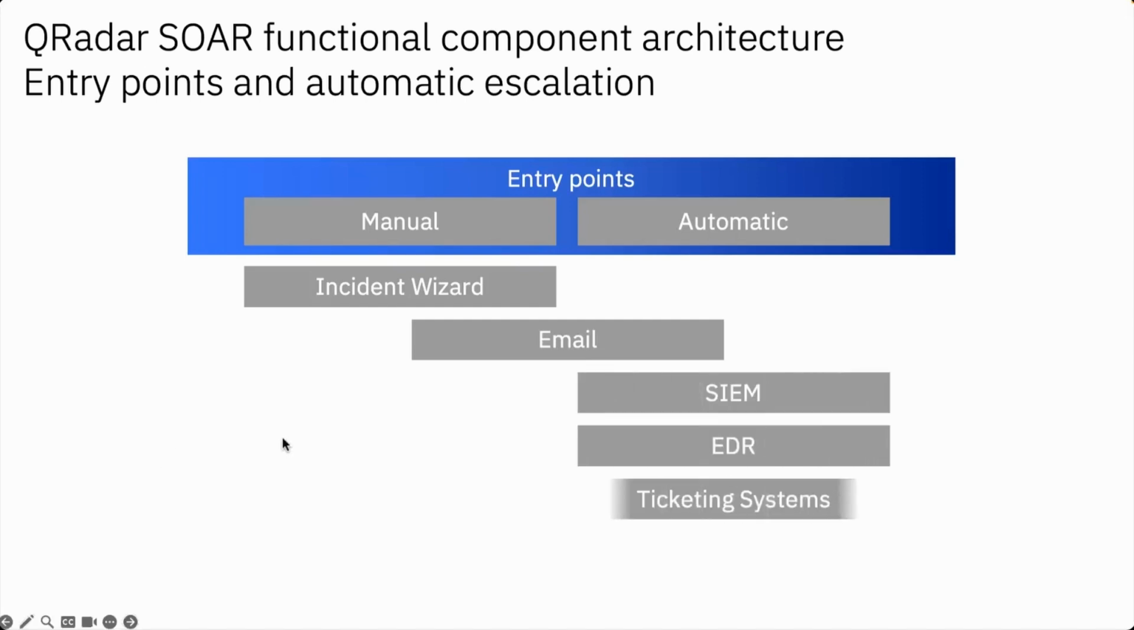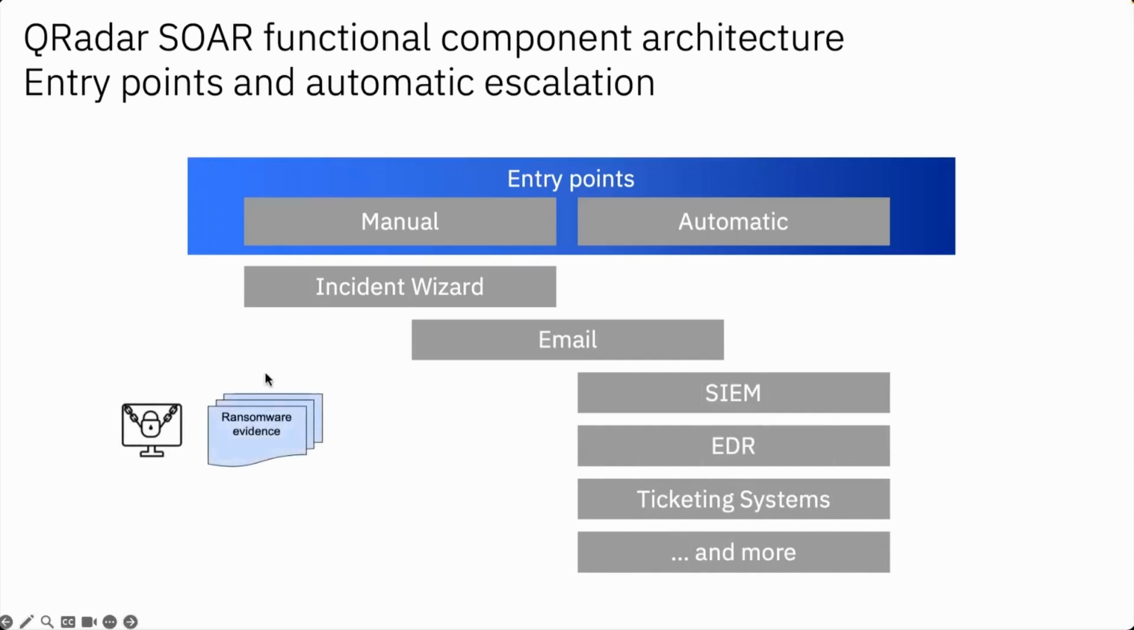Automatic incident creation and enrichment can be achieved using many available SOAR platform extensions available on the IBM Security App Exchange, including SIEM, EDR, ticketing systems, and many more. For example, QRadar SIEM may have observed and collected evidence for targeted ransomware attacks on high-value assets in an organization.